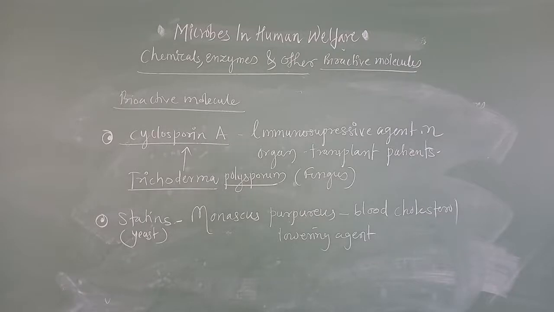In this particular class, under the side heading chemicals, enzymes and other bioactive molecules, first we studied the chemicals. In chemicals, we studied the examples of organic acids. The first one is Aspergillus niger, a fungus used for the production of citric acid. Next, we studied Acetobacter aceti, a bacterium used for the production of acetic acid.